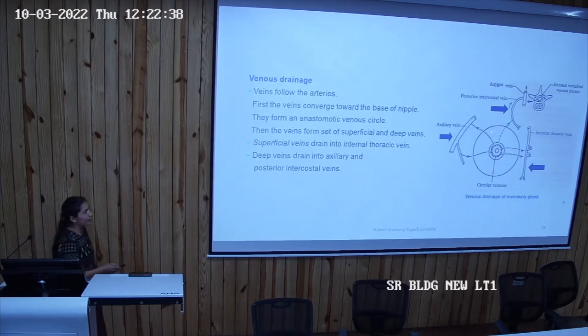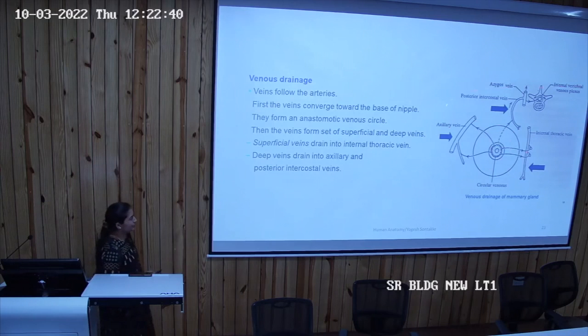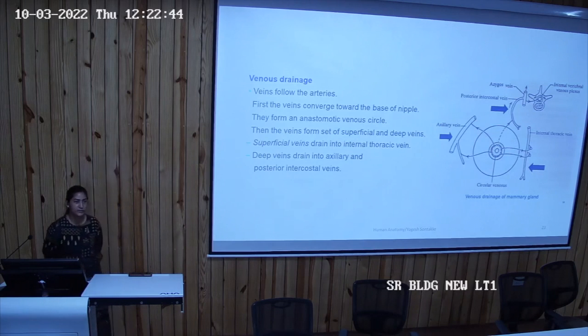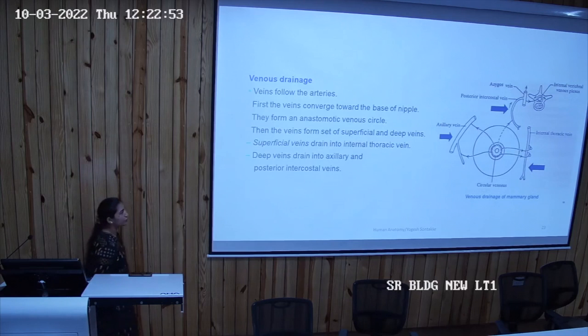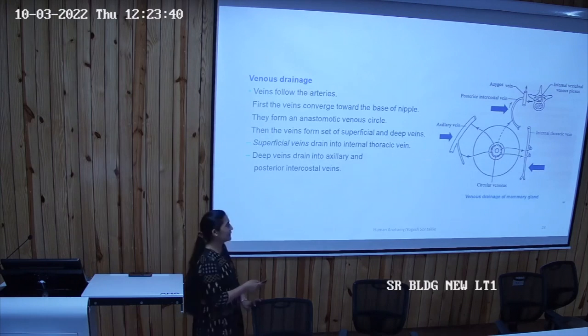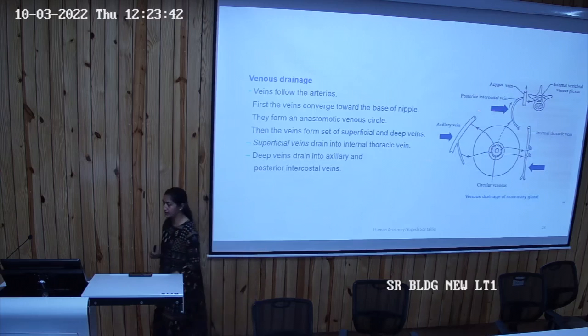The point of importance here is with the posterior intercostal vein, they are also taking the venous drainage. So what could be the clinical importance of it? These veins which are draining into the axillary vein and the posterior intercostal vein are the venous drainage in mammary gland.